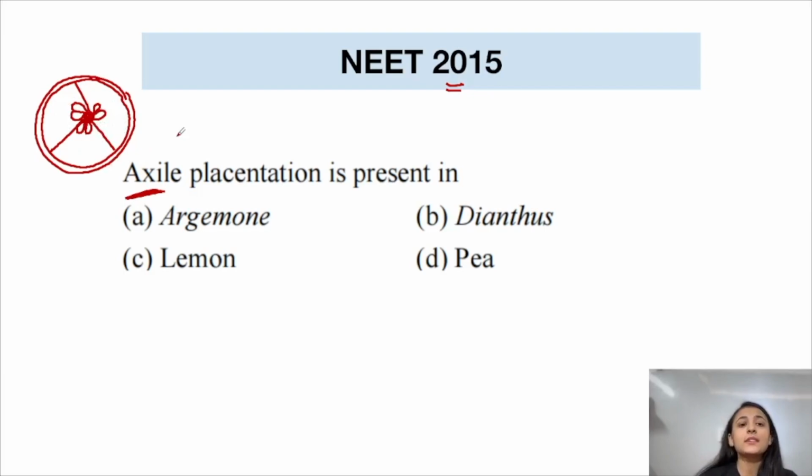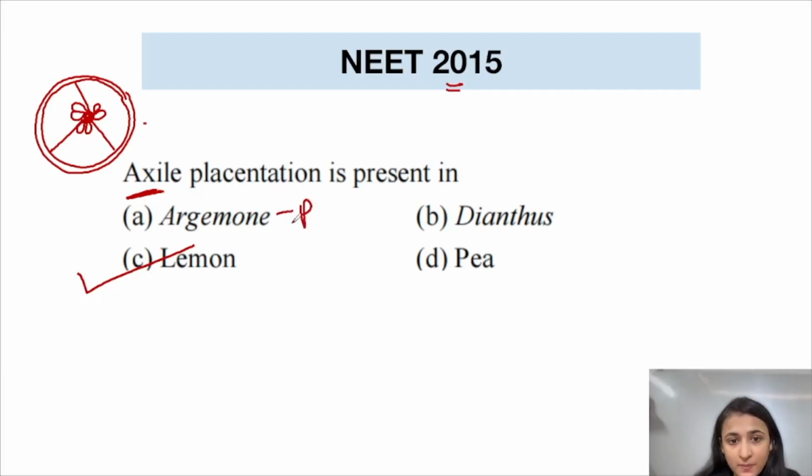So this kind of placentation we studied, out of the following examples, in lemon it is seen. In China rose, in tomato and in lemon. These were the 3 examples that we studied in axial placentation, and the correct answer of this question would be option number C, because out of all the examples that we have studied, the only one that matches our examples is option number C, lemon.